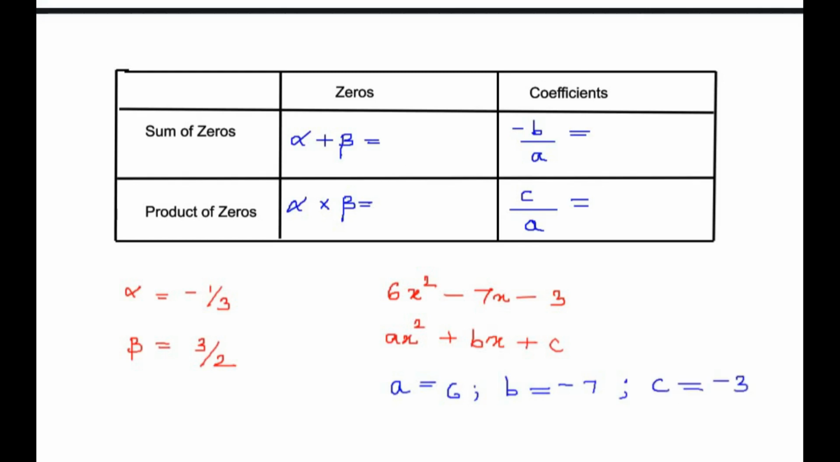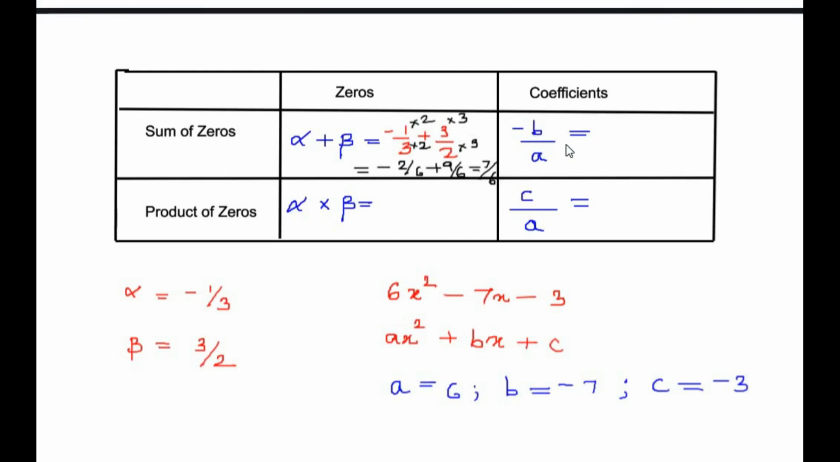Now let us substitute the values over here. Alpha plus beta, so here we have negative 1 over 3 plus 3 over 2. So taking the common LCM, here we can write times 2 and times 3. So same thing we are going to do to the denominator, times 2 times 3. So this is going to give us negative 2 over 6 plus 3 times 3 is 9 over 6. So this is going to be 7 over 6.